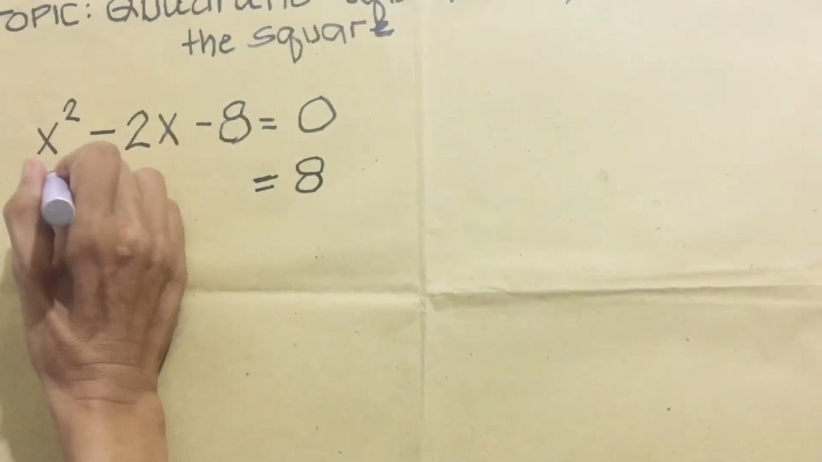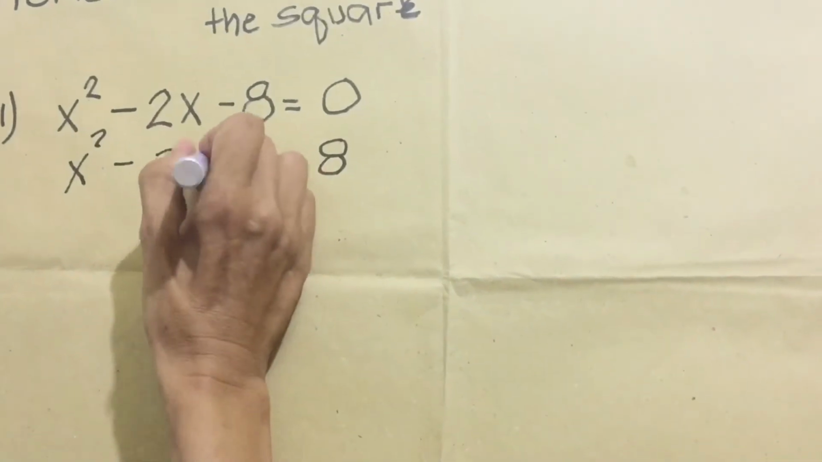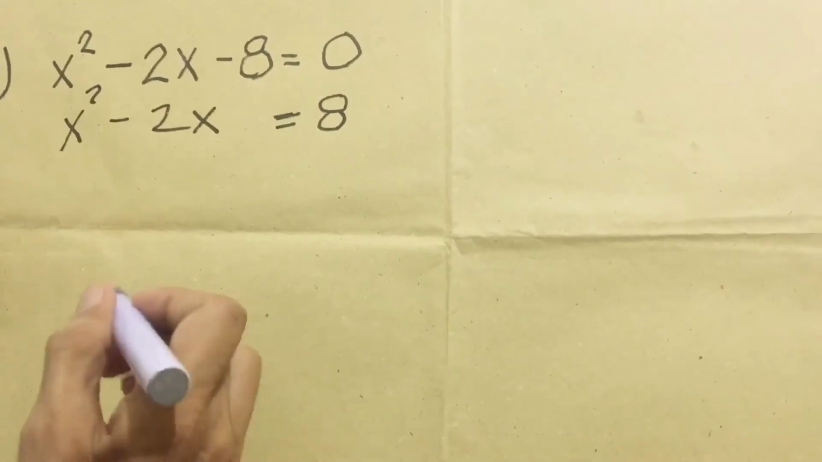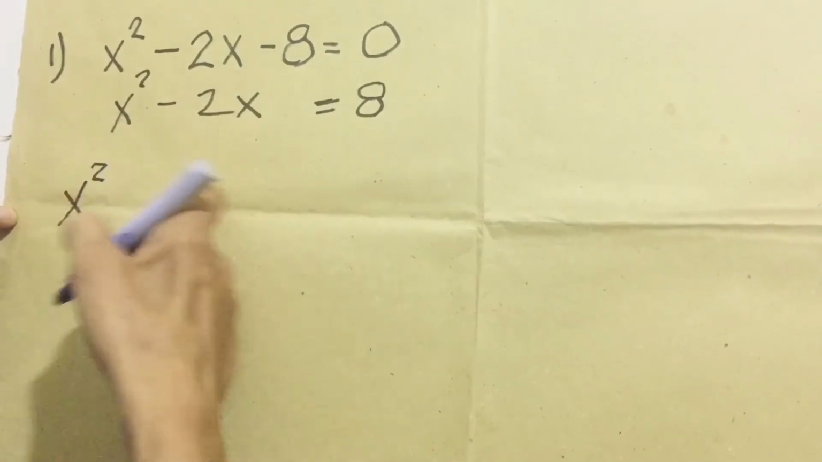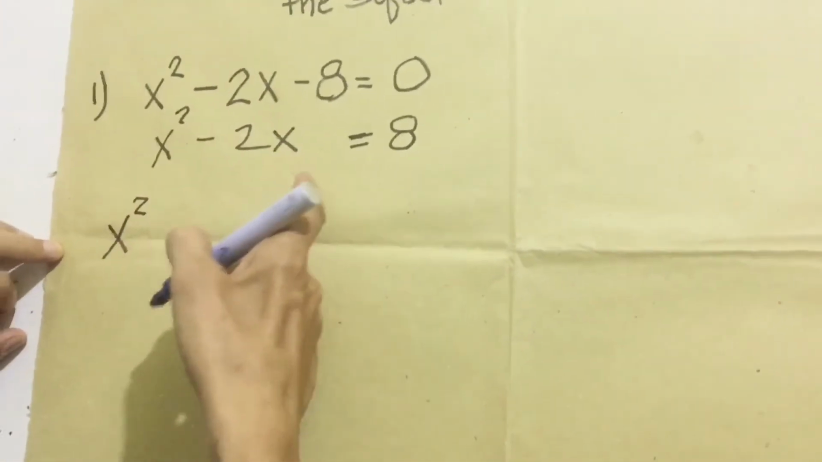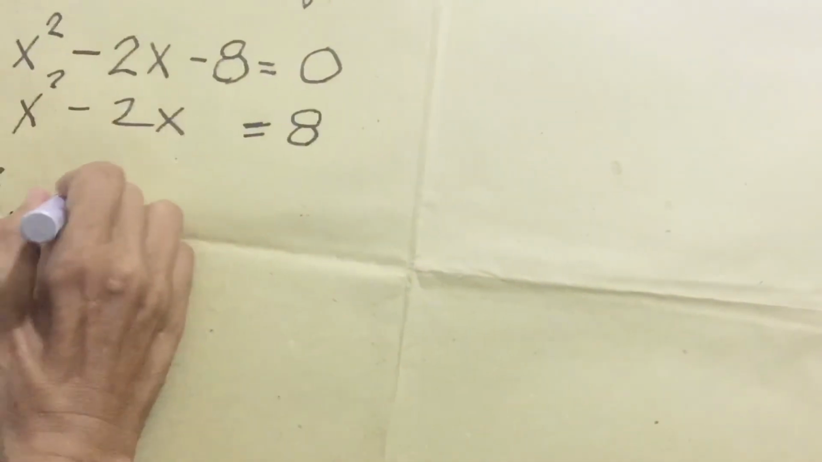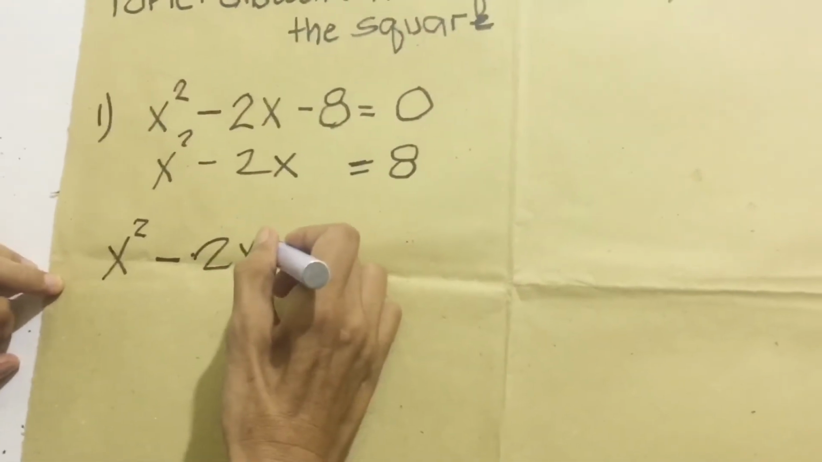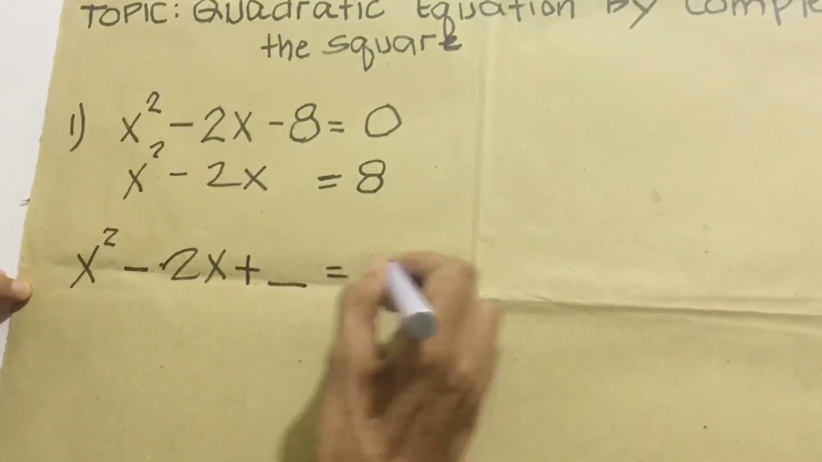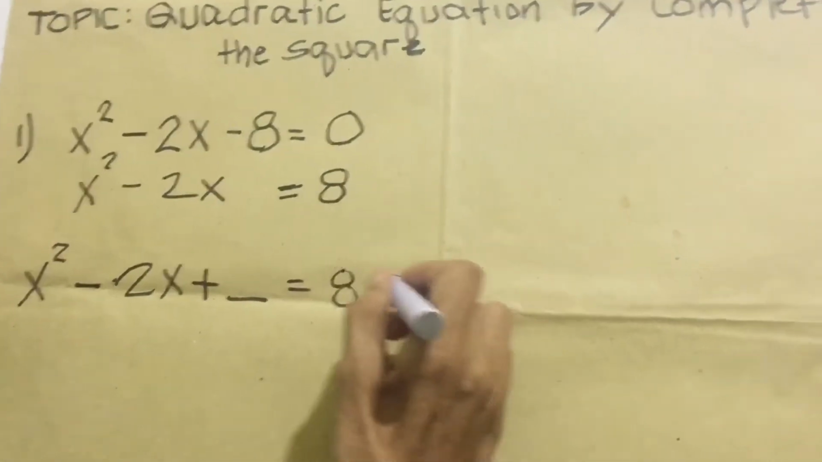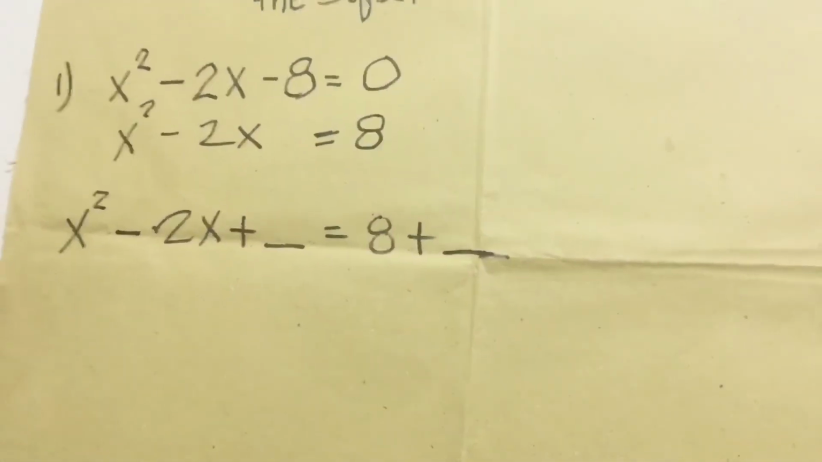Then the x squared and negative 2x, copy only. And the next step, we're going to find or make this x squared negative 2x a perfect square. So, x squared minus 2x plus blank equals 8 plus blank. Meaning to say we're going to find the missing number.